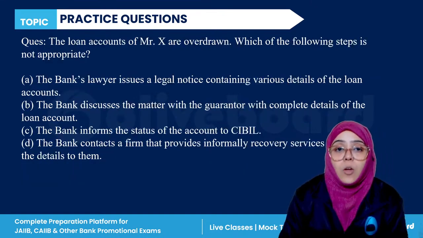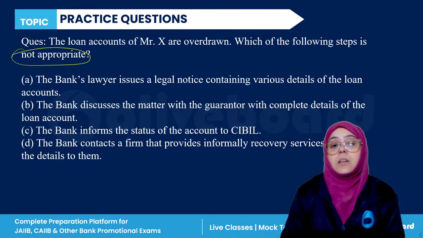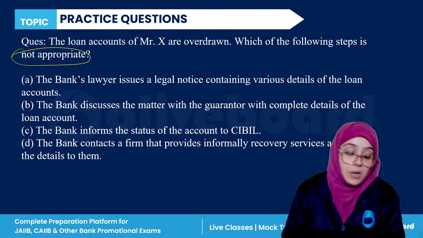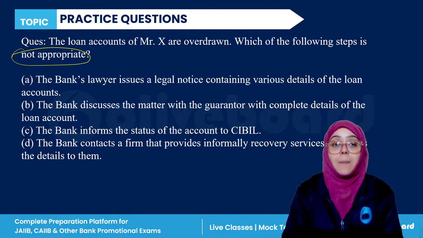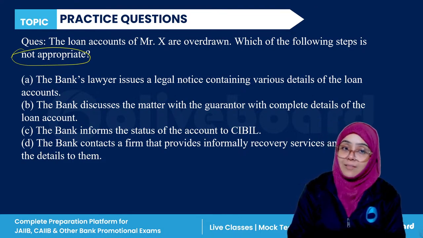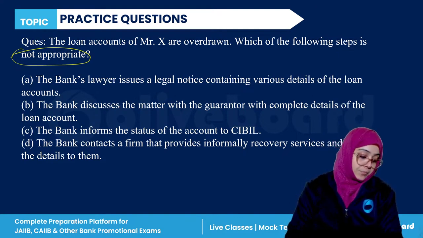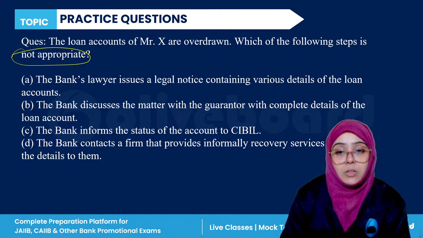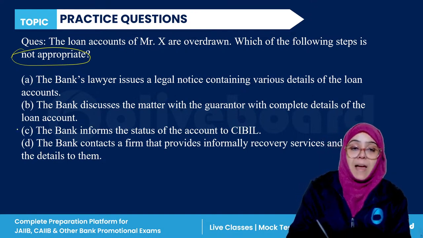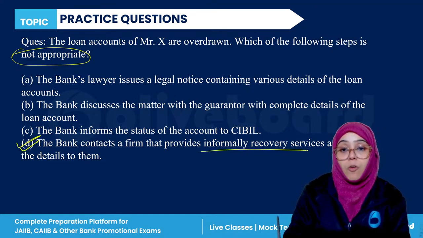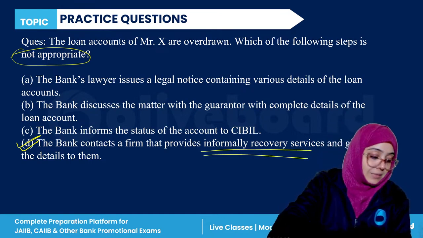Next question. The loan account of Mr. X is overdrawn. Which of the following steps is not appropriate here? We have 4 options. So the correct answer for this is what? Yes, if the bank contacts a firm in which the informal recovery process is there, this is not appropriate. This is not allowed. D is the correct answer.